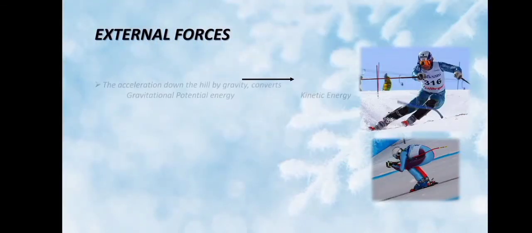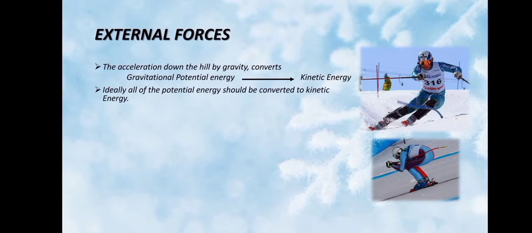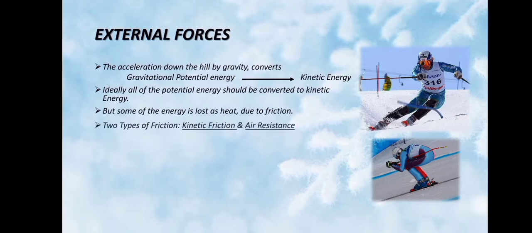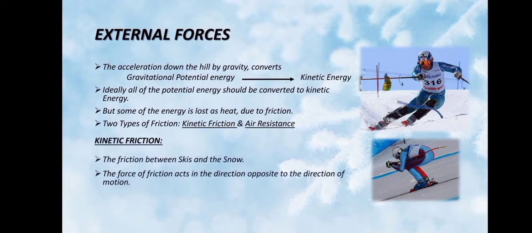External forces. The acceleration down the hill by gravity converts the gravitational potential energy into kinetic energy. Ideally, all of the potential energy should be converted to kinetic energy, but some of the energy is lost as heat due to friction. Two types of friction act upon a person while skiing: kinetic friction and air resistance. Kinetic friction is between skis and the snow. The force of friction acts in the direction opposite to the direction of motion, which results in the lower velocity and hence less kinetic energy.